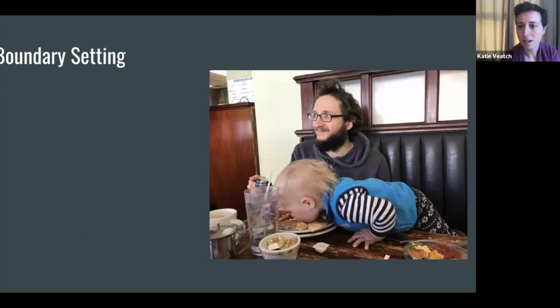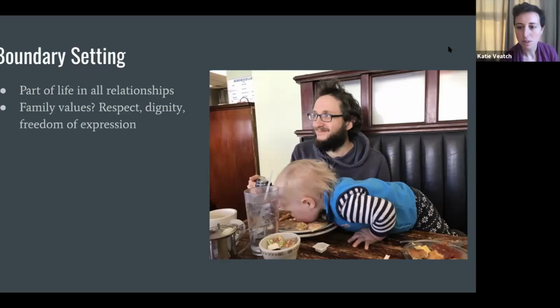Boundary setting. This is my shaggy husband several years ago. We were out to brunch. Boundary setting is a part of all relationships in life. And when we're thinking about boundary setting, let's think about our family values. In my family, politeness is not really a family value that we hold. So if a nanny came into my house and saw my kids sticking their faces in their pancakes, they might go, oh my Lord, what is this person doing? They're raising an animal.